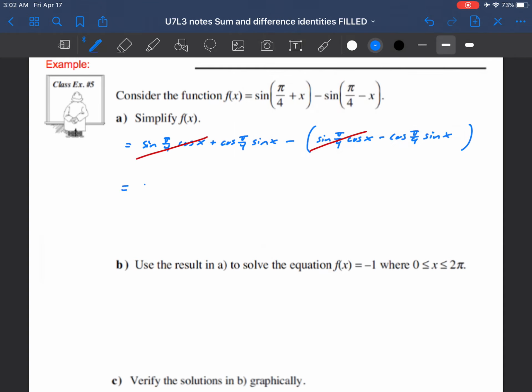and we're left with 2 cos pi over 4 sine x, which is really 2 times root 2 over 2 times sine x, which is really root 2 sine x. So if you guys want, if we've done this right, and I think it's right, if you put this into Desmos and you put this into Desmos, they're going to be the exact same thing. Okay?